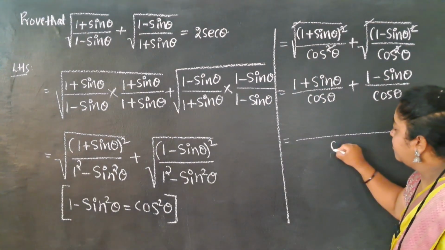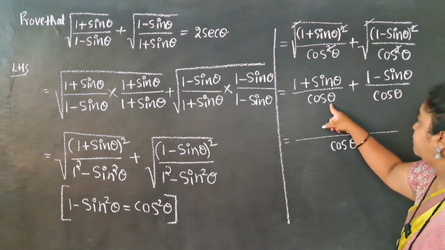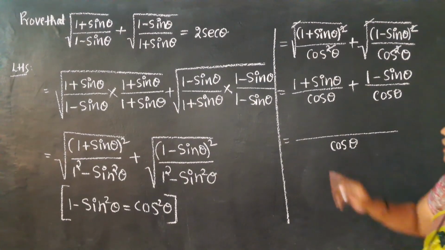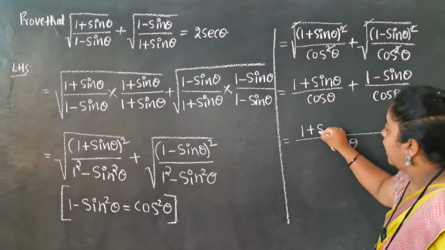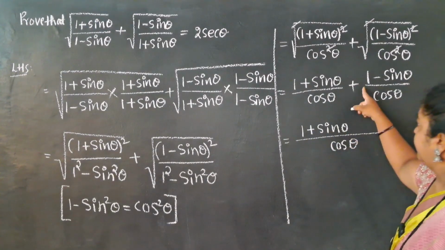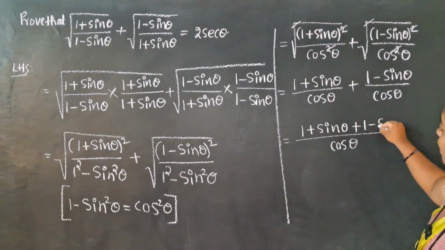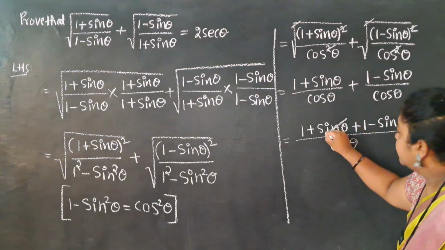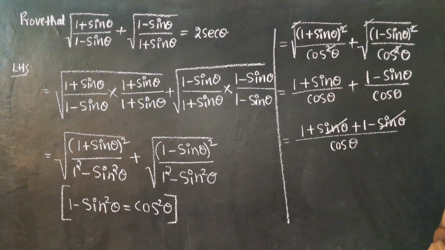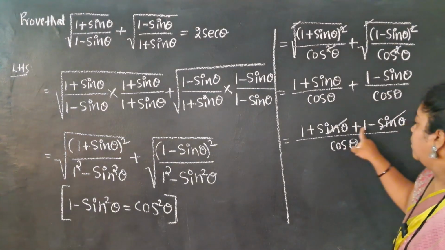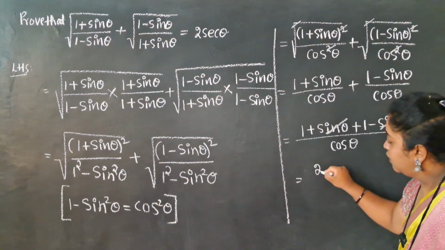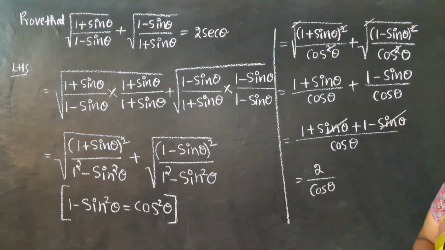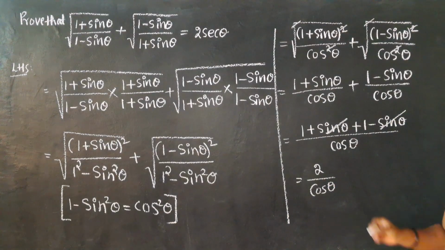What is the LCM I have? Both have the denominator cos theta. That is the LCM I can have. Now in the numerator part I have 1 plus sine theta, here I have 1 minus sine theta. Okay, plus sine theta minus sine theta got cancelled. What am I left with? 1 plus 1, that is 2, divided by cos theta. Okay, 2 divided by cos theta.